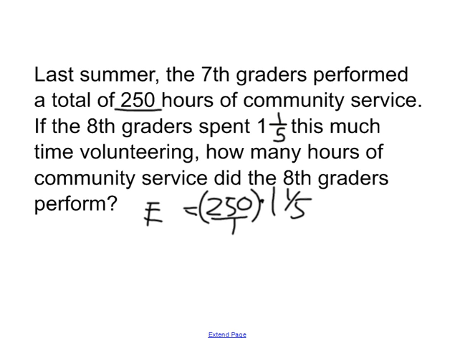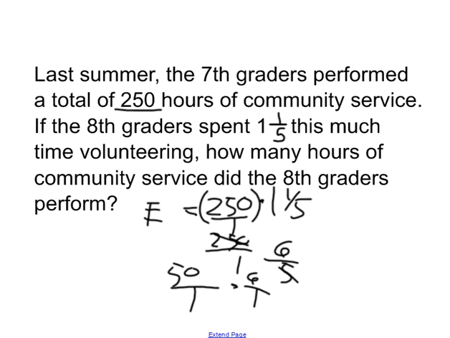1 1/5, I'm going to write as 6 fifths times 250 over 1. Well, 250 and 5 are factors of each other. 250 divided by 5 is 50, and 6 fifths, so it's 50 over 1 times 6 over 1. I multiply the numerators together, and I would get 300 over 1, or simply 300 hours.